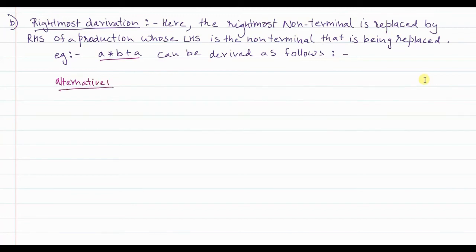Alternative 1 for rightmost derivation. I start with E, correct? Then since multiplication is there, I will replace E with E into E. Since it is rightmost derivation, the rightmost element has to be replaced. So I will expand this E with E plus E. Correct? Why? Because after multiplication there is a plus which is required.